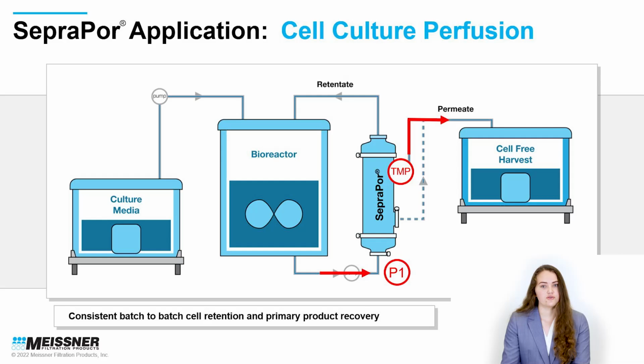The main way to evaluate membrane performance during a perfusion run is by recording the feed and transmembrane pressures, shown here as P1 and TMP. TMP is the pressure necessary to push solution through a membrane. So membrane fouling decreases the cross flow through the membrane, so a greater transmembrane pressure is required to maintain the same permeate flow rate. Therefore, large increases in pressure are an indication of fouling and decreased membrane performance.